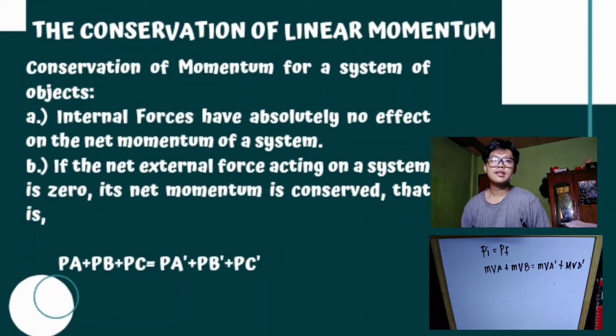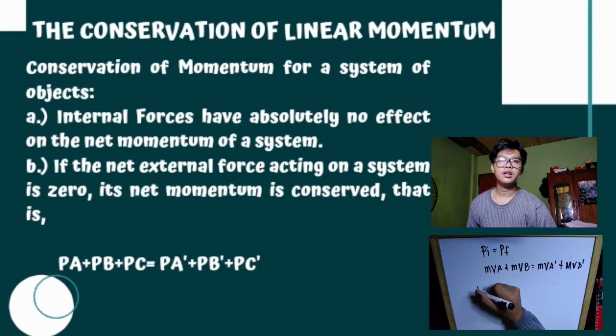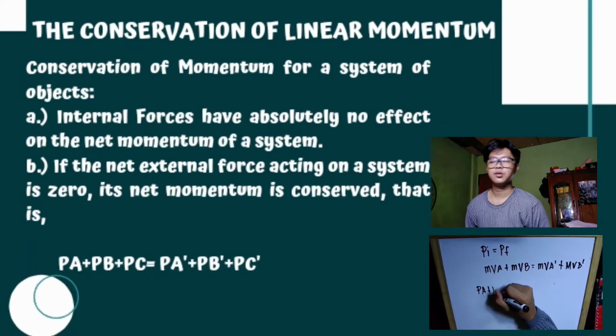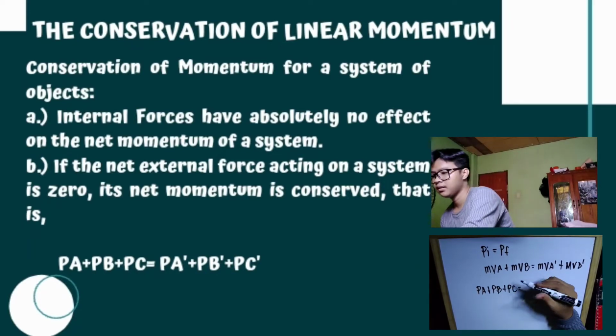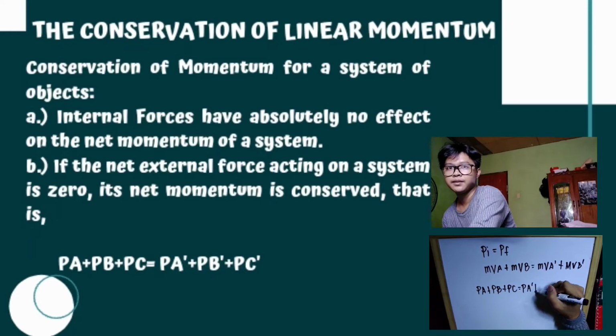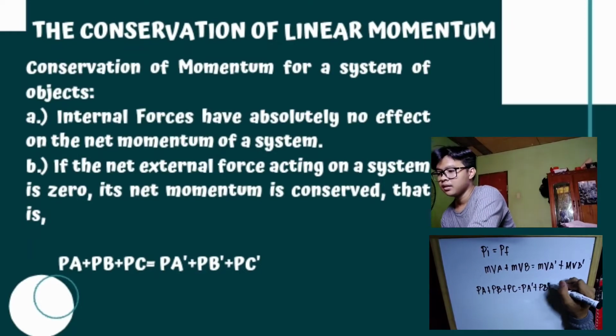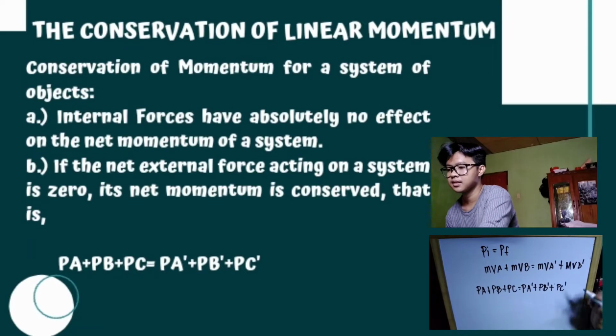Conservation of momentum is for a system of objects. In letter A, internal forces have absolutely no effect on the net momentum of a system. In letter B, if the net external force acting on a system is zero, its net momentum is conserved. That is, PA plus PB plus PC is equal to PA prime plus PB prime plus PC prime.